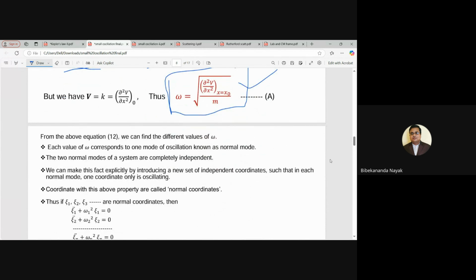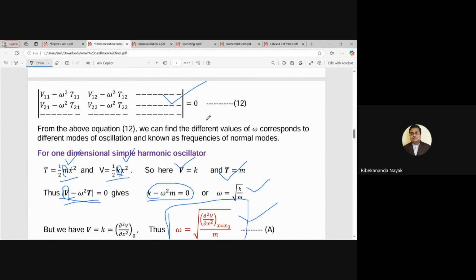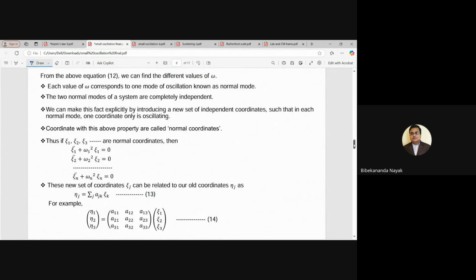We can find different values from this expression. Actually, this is a one dimensional problem. For the general problem, this is a general expression. If it is an n cross n matrix, then we have n roots. If it is a 3 cross 3 matrix, then we have 3 values of omega. So there are 3 normal modes. Each value of omega corresponds to one mode of oscillation known as a normal mode, and 2 normal modes are completely independent.